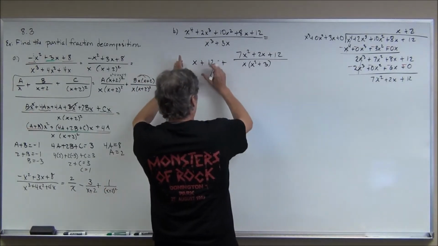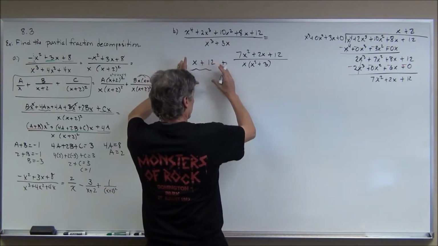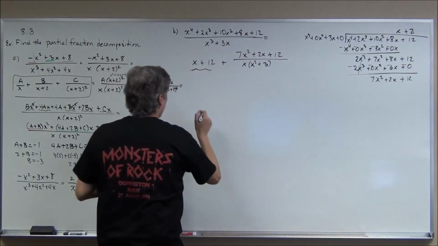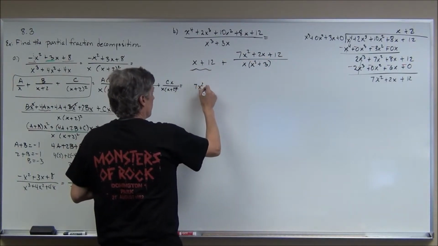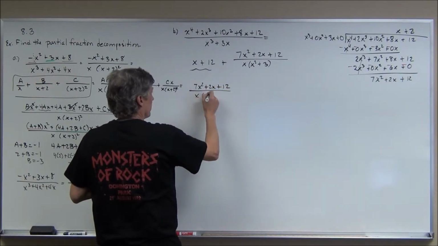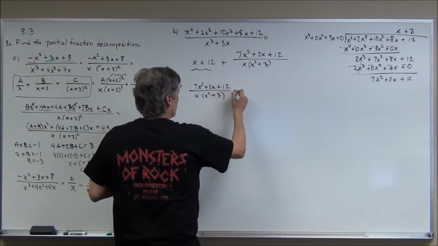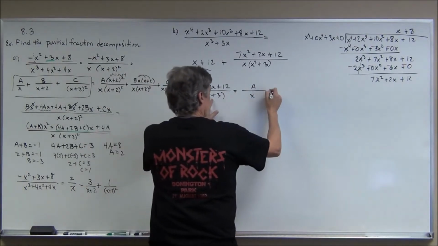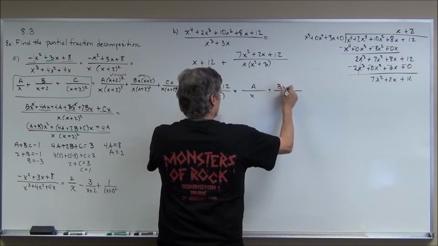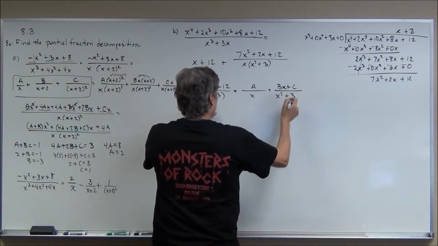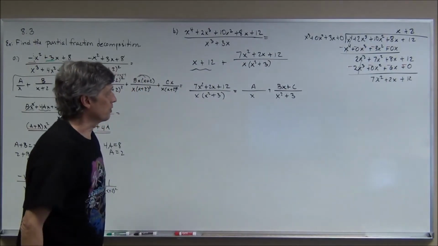So I'm not going to forget this. This is part of my answer here, but I'm going to work just on this part for right now. So I have 7x squared plus 2x plus 12 all over x times the quantity x squared plus 3. This would be A over x, linear, quadratic. So this would be Bx plus C all over x squared plus 3. Well, at least it's just the two rational expressions.